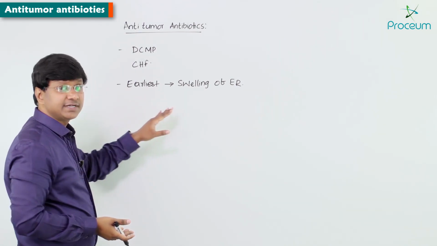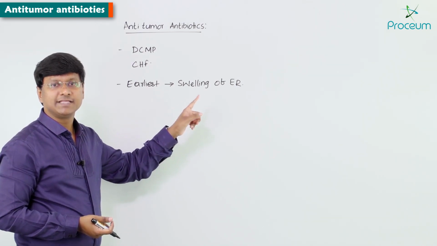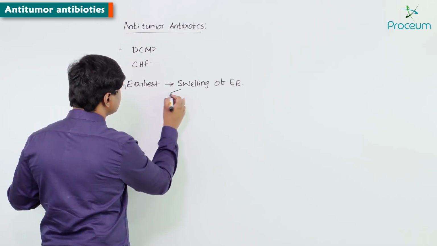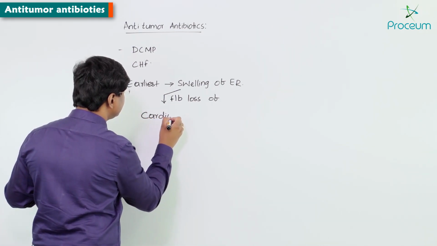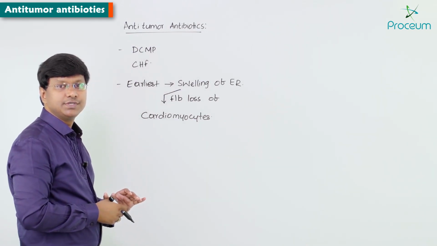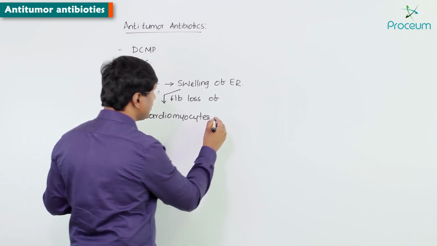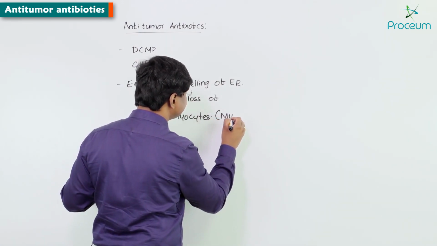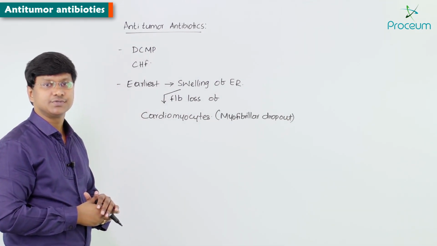Now, after the swelling of the endoplasmic reticulum, remember, it is followed by the loss of cardiomyocytes. Now, if you take these cardiomyocytes, they are nothing but your myofibrillar dropouts, right, myofibrillar dropouts, that is your cardiomyocytes.